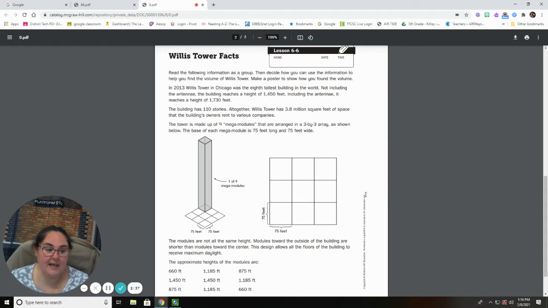Well, I notice that I have 2 of them that are 660 feet, 2 of them that are 875 feet, 3 of them that are 1,185 feet, and the 2 tallest are 1,450 feet. Okay, so that's 4 different heights. So if I want to find the volume, I don't necessarily have to find it 9 times for each section because some of them have the same heights, right?